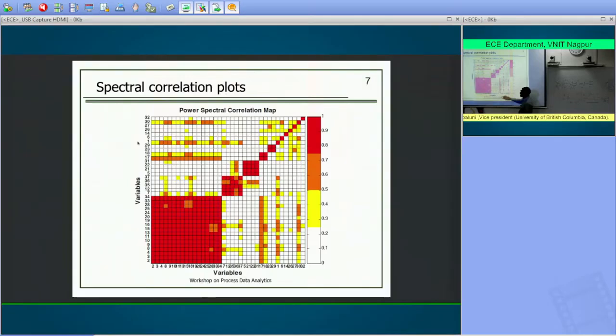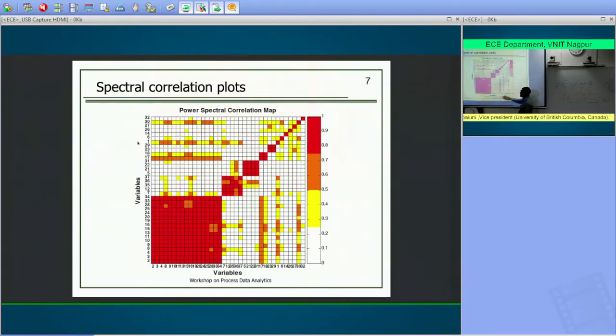This is an industrial case study. You have lots of different processes, collecting the data, time series data, spectral data, power spectral correlation that puts all the variables with similar oscillations or frequency content together. And through that process, we were able to extract the variables that have the same frequency oscillations.